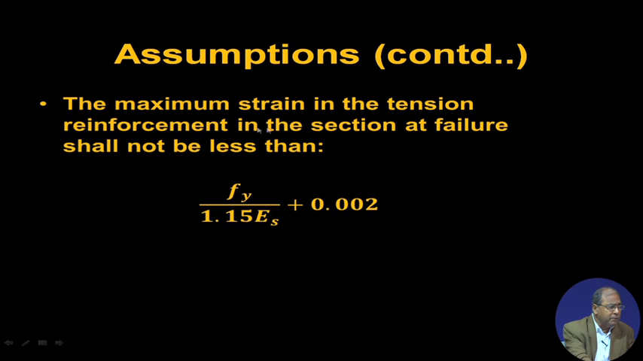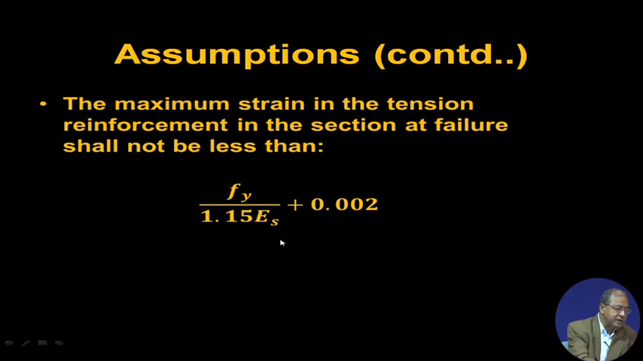The maximum strain in the tension reinforcement in the section at failure shall not be less than Fy by 1.15 Es plus 0.002. What I would like to mention here is that for concrete, irrespective of grade of concrete, we always give 0.0035, the limiting value of strain. But in this case, we give that value depending on the grade of steel. So Fy by 1.15 Es plus 0.002 is the value we shall consider, which means for different grades of steel we shall get different values.